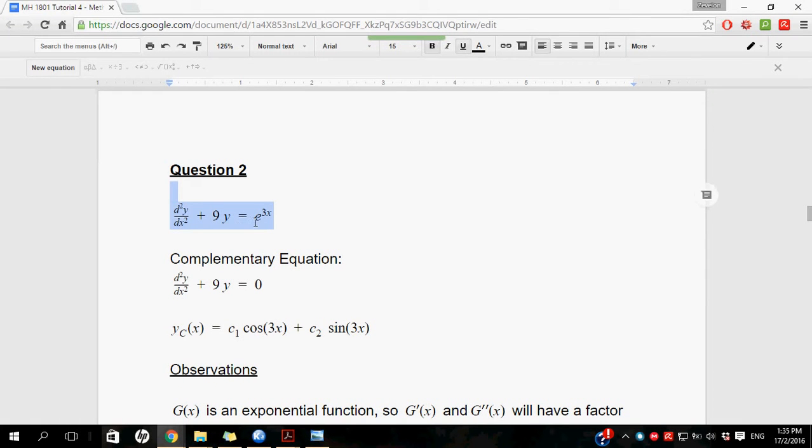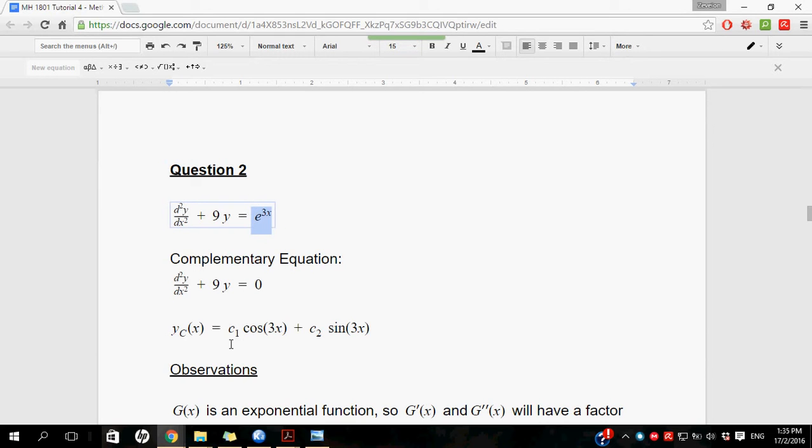Question 2 of tutorial 5. This is our differential equation. Once again, we solve the complementary equation and we obtain this general solution yc. Now we need to consider observations on g of x.